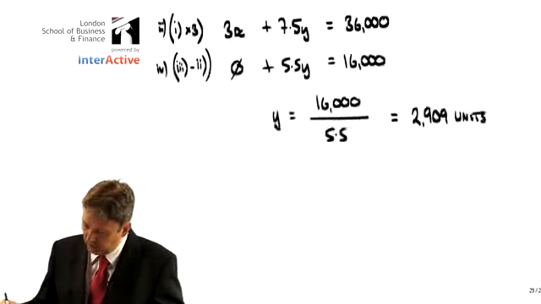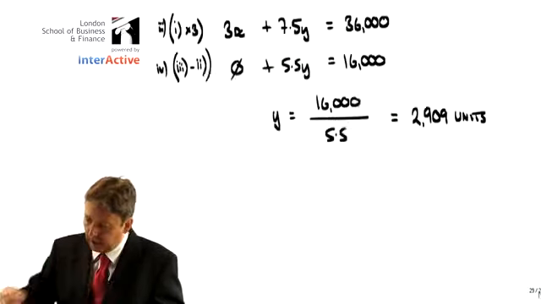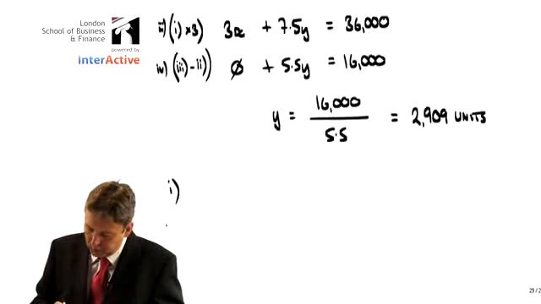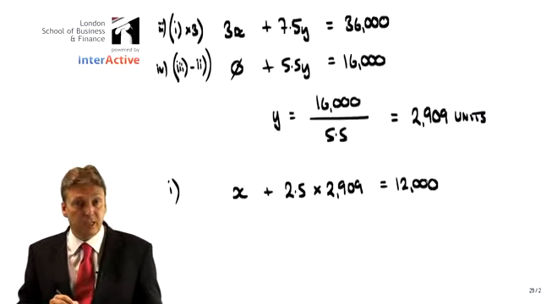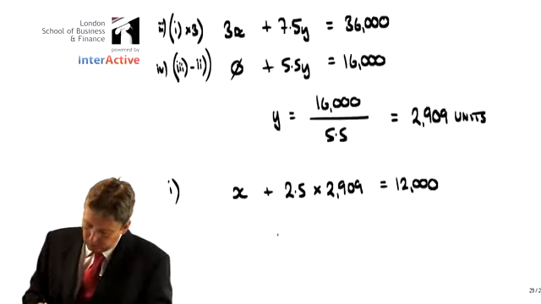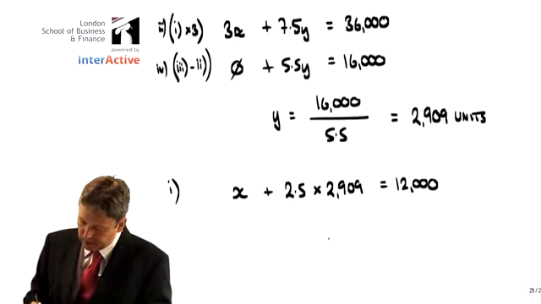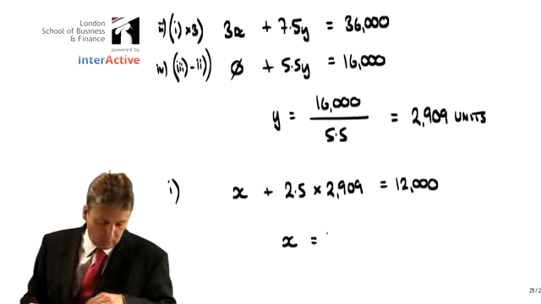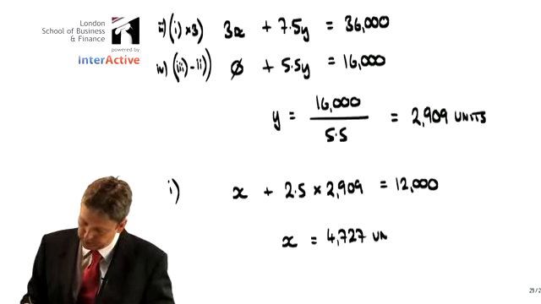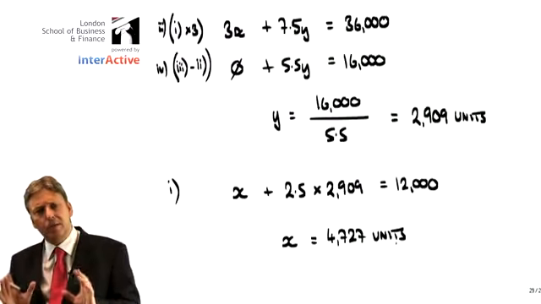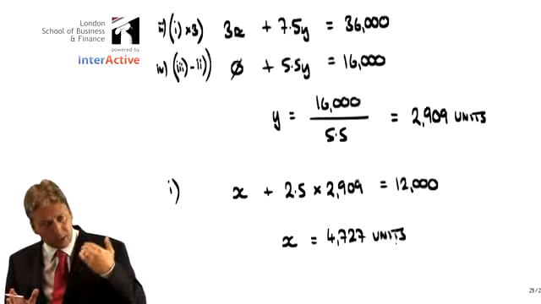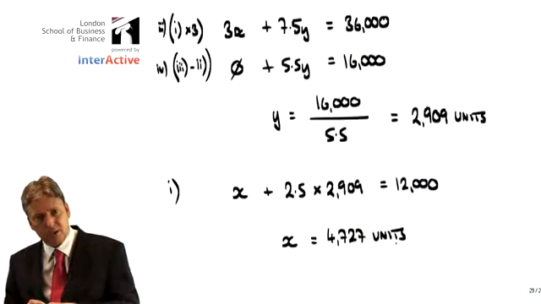Once we've got a value for y, can't we just pump that back into any formula we like? I don't know. If we pump it back into formula 1, what do we say? We say x plus 2.5 multiplied by 2,909 equals 12,000. Oh, this is going to come out rather nicely indeed. So what do we get? Well, if we take the left-hand side from the right-hand side, I believe we end up with x being equal to 4,727 units. Pig awful numbers. You would never have got anywhere near these by reading from a graph. Please remember, your examiner does expect you to be able to do simultaneous equations.